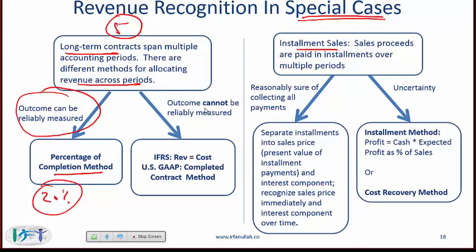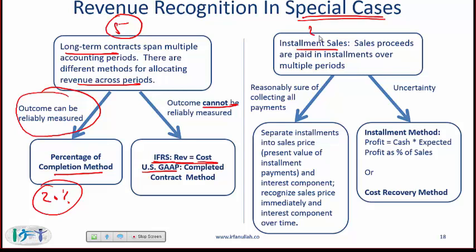The other scenario is where the outcome cannot be measured reliably. And this happens quite often because, let's say, with that highway construction project, your estimate is just a rough estimate. The actual expense might end up being much higher. Then what do you do? Then you cannot use the percentage of completion method. According to IFRS, use the method where we set revenue equal to cost. So in every period, the revenue recognized is equal to the cost incurred. US GAAP is more conservative. US GAAP says that you only recognize revenue after having completed the project.